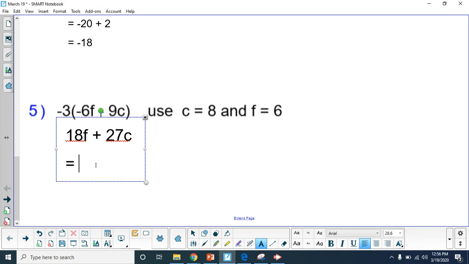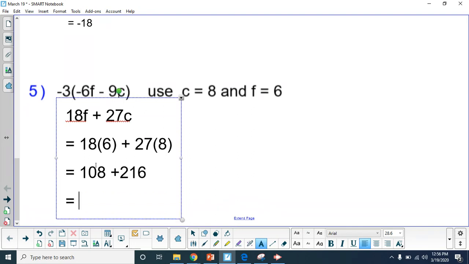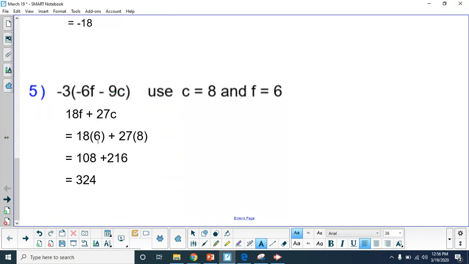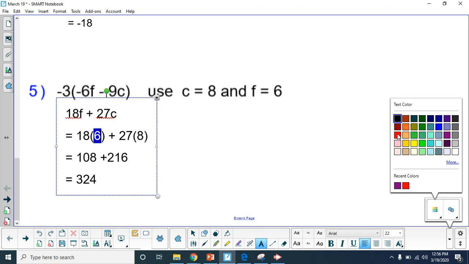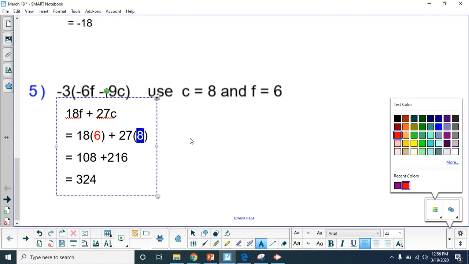In the first term, we have 18f, so it's going to change to 18 times 6 plus 27 times c. C is 8. Now, 18 times 6 is 108, plus 27 times 8, which is 216. The final answer would be 324. All right, let's review this. The value of f I plugged in here, and the value of c I plugged in here.